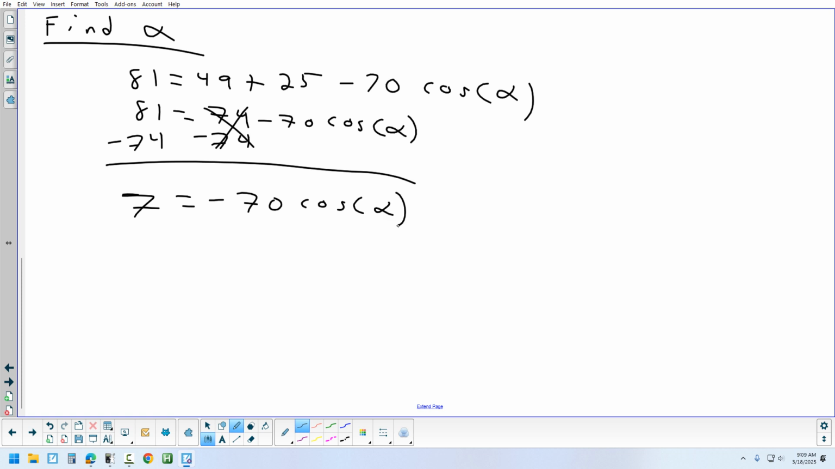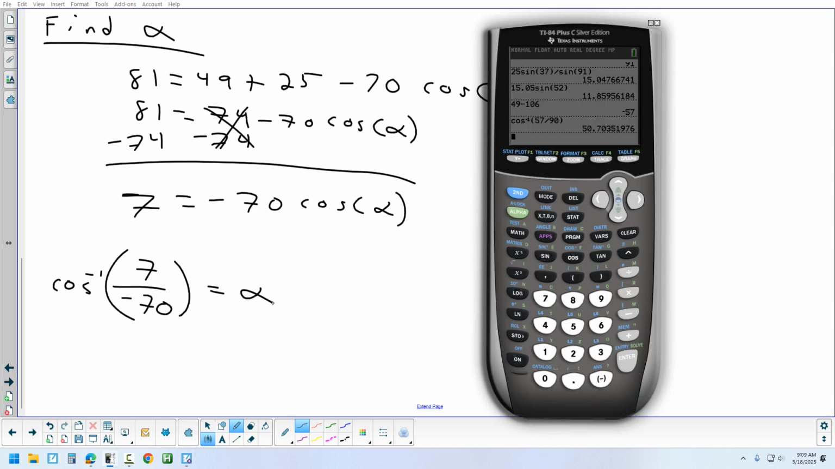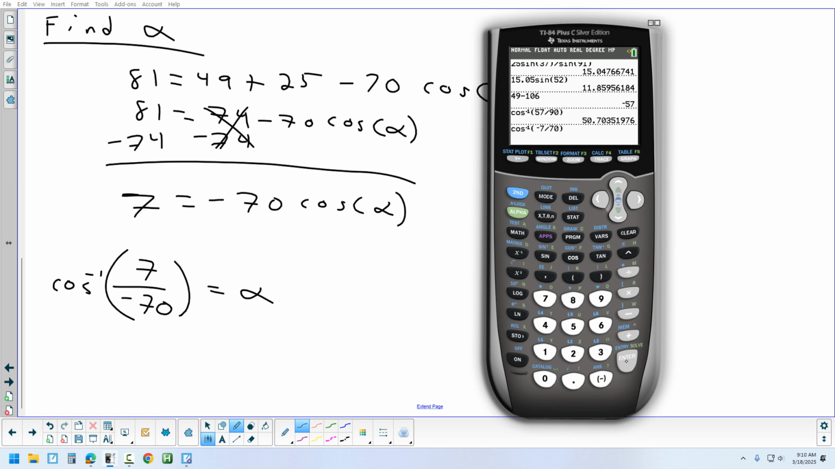Okay. And let's do the last two steps at the same time. What's my last two steps? Yep. Divide by negative 70 and take the inverse cosine. There you go. So let's see what that comes out to. Inverse cosine of negative 7 divided by 70. You can type it in like that with the negative. That's fine. So we get an angle of 95.739.